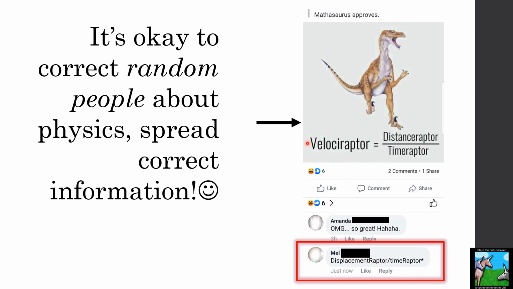Velociraptor is a vector quantity, right? Distance raptor is a scalar quantity. We want displaced raptor.